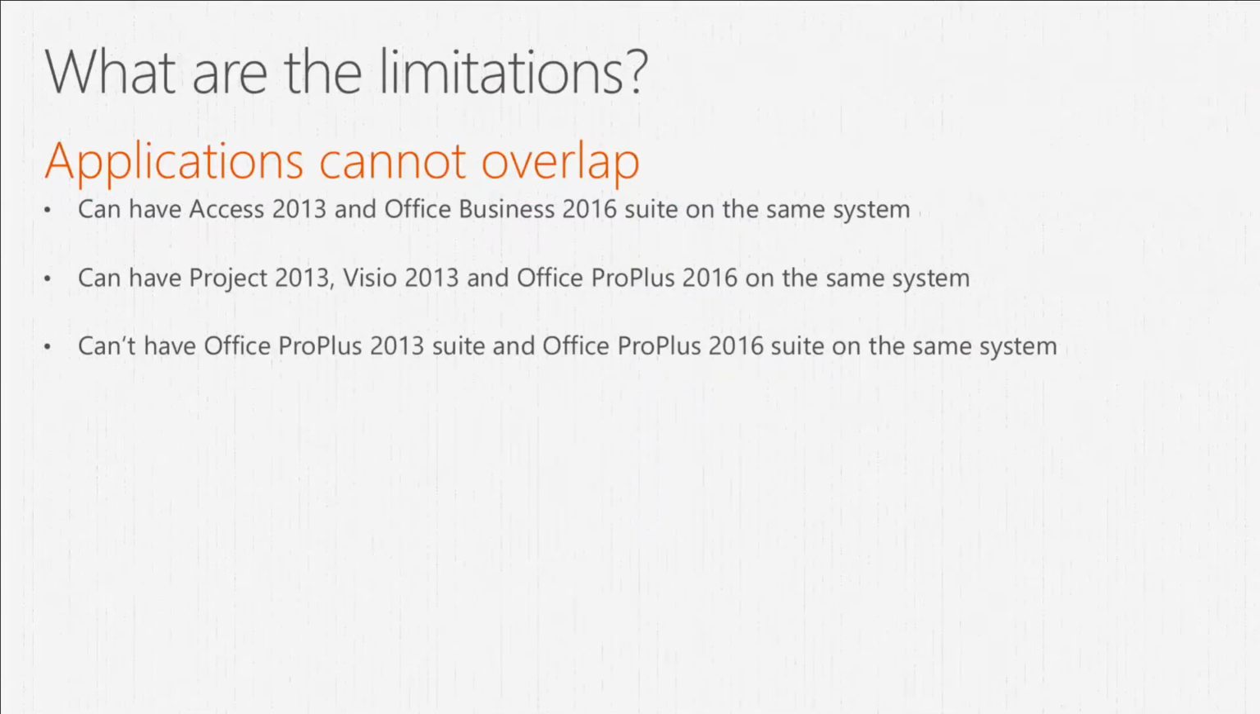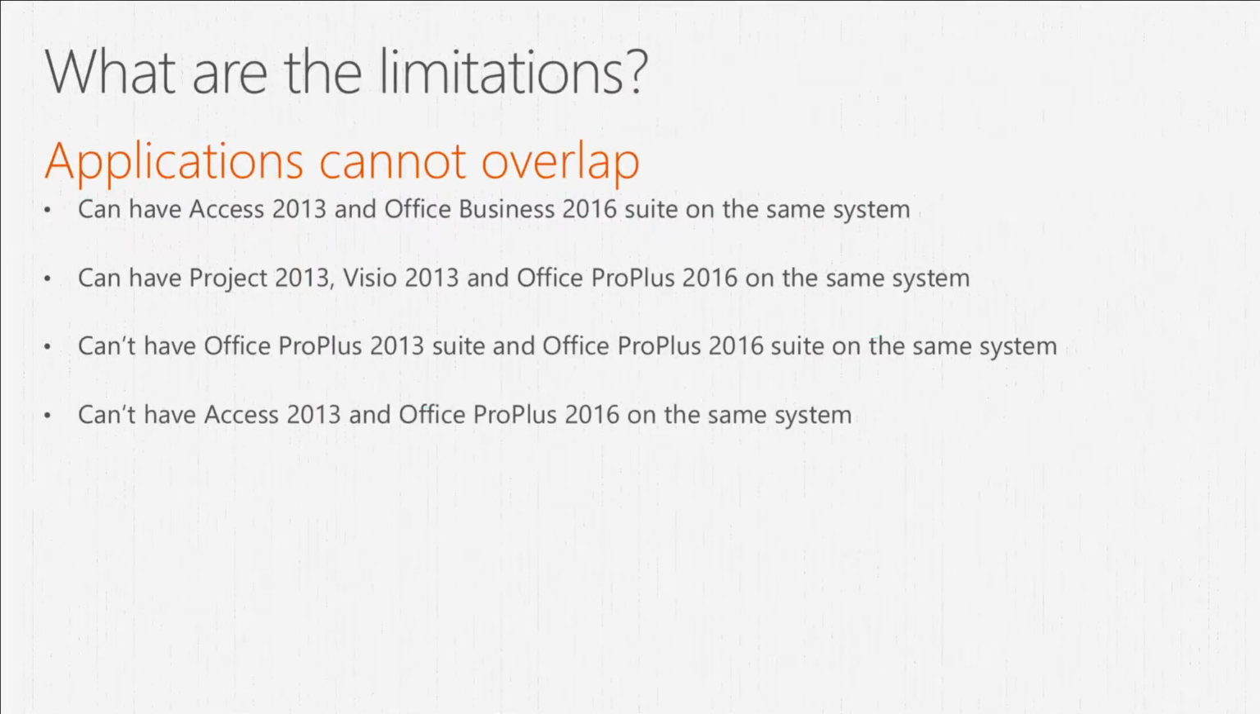However, you can't have the Pro Plus 2013 suite and Pro Plus 2016 suite both on the same machine. Again, the rule of thumb is applications can't overlap. So you have all these applications that would otherwise be overlapping. You cannot have Access 2013 and Pro Plus, because again, Pro Plus has Access in it. So Access would have overlapped. It goes back to the same principle: don't overlap applications.